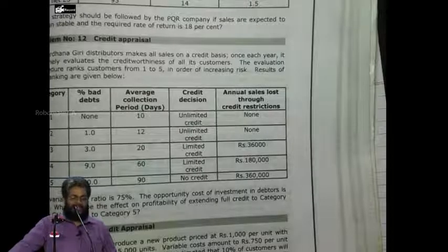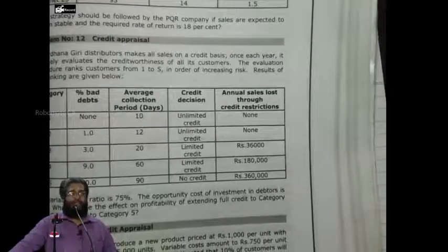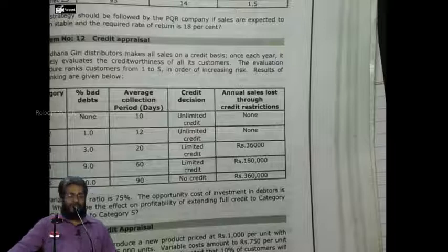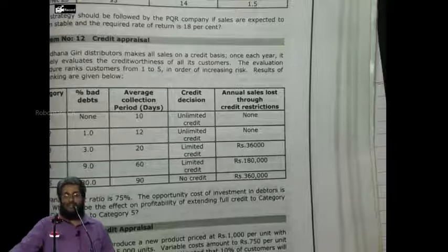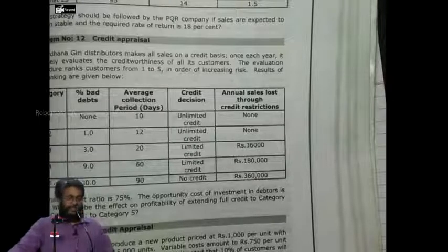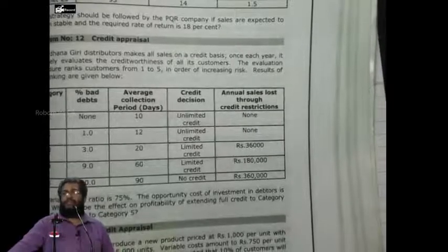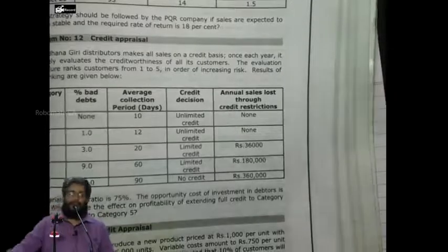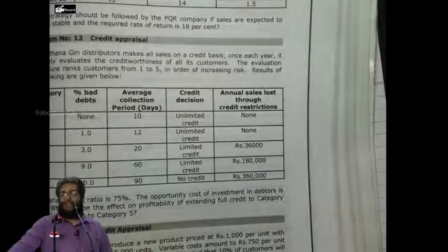Increase in interest lost on investment in debtors. Total. Capital C, net benefit, A minus B. Everybody comfortable or not?